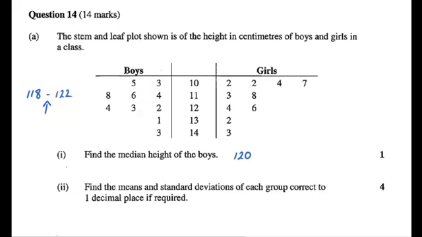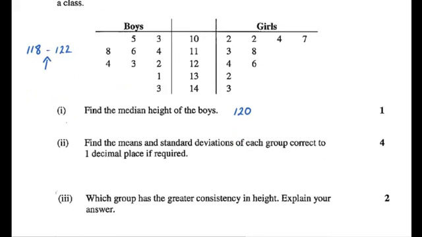Okay, part 2 was 4 marks. And really, if you know how to use your calculator, you should be able to do this and get 4 marks without any problems. You just need to be careful when you're entering the data. So you obviously needed to enter for the boys 103, 105, 114, and so on. For the girls, it's 102, 102, 104, and so on. I'm not going to enter all that information. I'm just going to tell you what the answers should be.